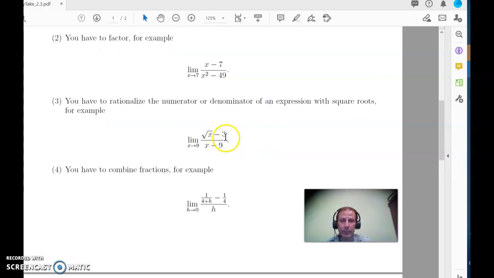Another type of limit is when you're going to have to rationalize either the numerator or the denominator. If you try and plug in 9 here, you're going to get the square root of 9 minus 3, which is 0, divided by 9 minus 9, which is 0. And by rationalizing the numerator, you'll be able to eventually algebraically manipulate things so you no longer get 0 and then you can plug in. And the last broad class is when you have to just manipulate fractions, combine fractions, simplify fractions, things like that, in order to eventually algebraically simplify the expression so that you no longer get 0 when you plug in.